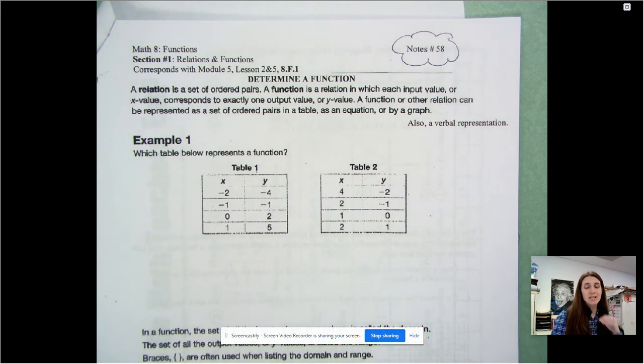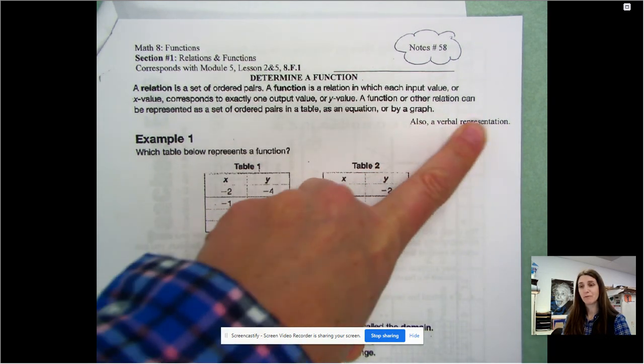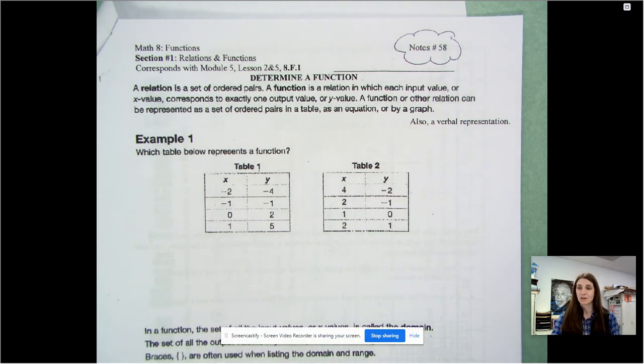A relation is a set of ordered pairs. A function is a relation in which each input or x value corresponds to exactly one output value or y value. A function or other relation can be represented as a set of ordered pairs in a table, as an equation, or by a graph. So then we added this, also a verbal representation. So we can represent functions in a lot of ways. This is a lot of words.